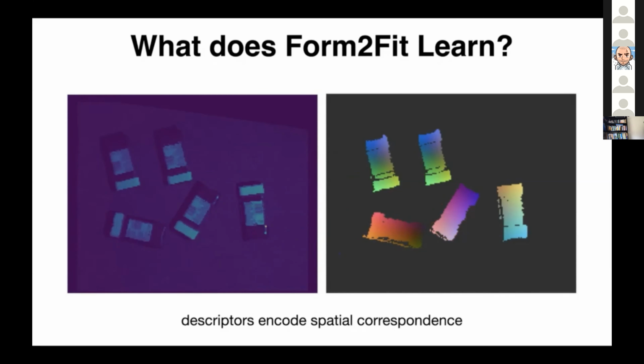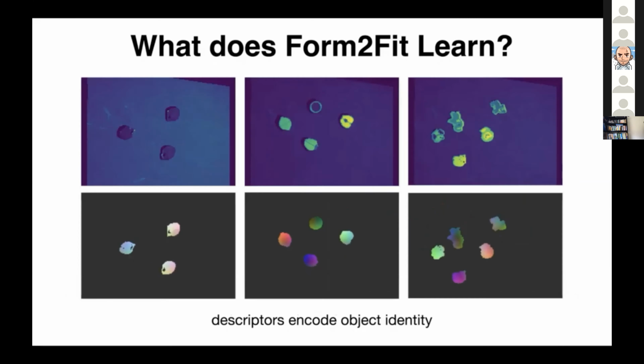Also, the network learns the spatial correspondence, since the same point on the same object will share similar descriptors. And finally, the network also learns to encode the object identity, since different objects will have very different feature encoding.